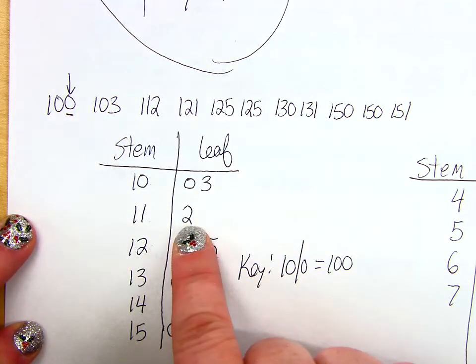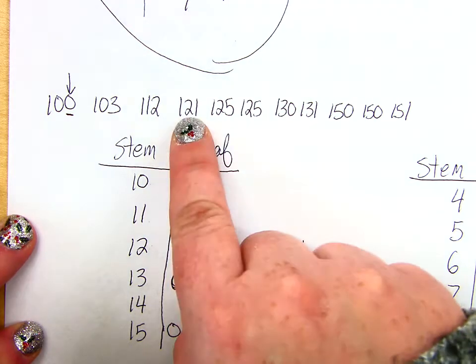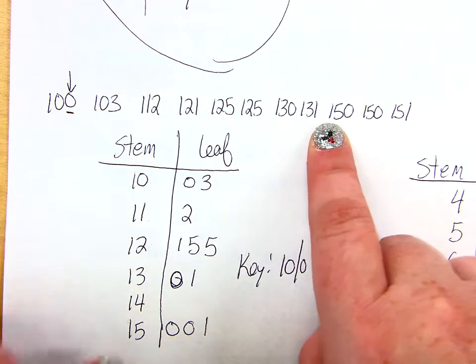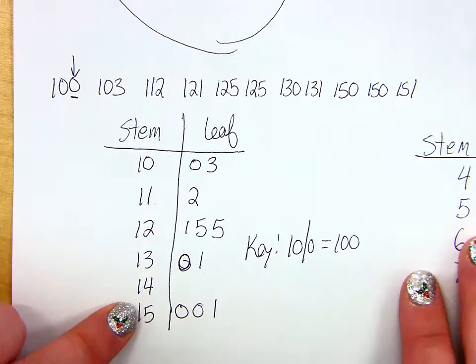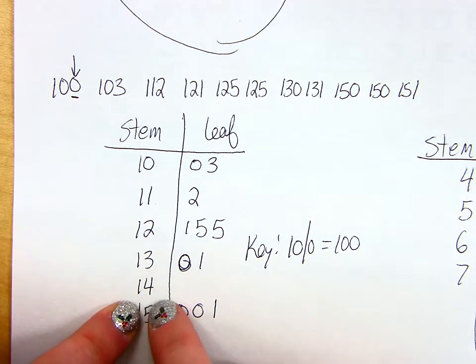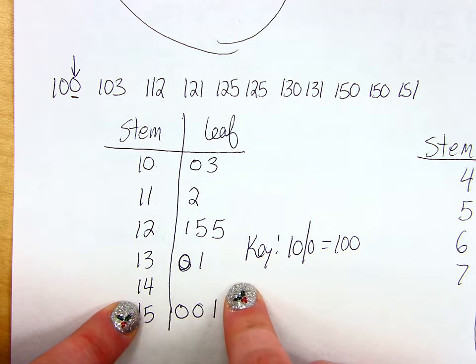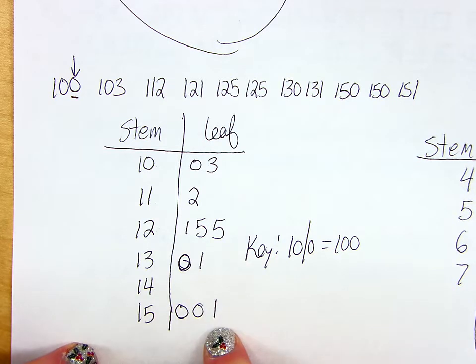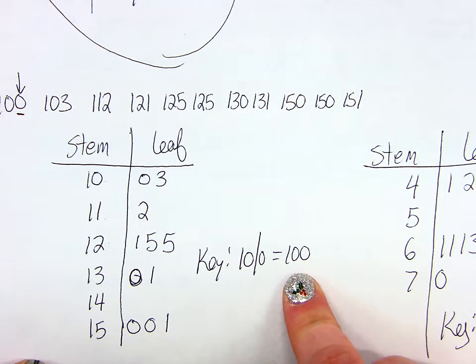11, I only have one of them, so I have the 11 and the 2. 12, I have these. 13s. I don't have any 14s, but that just means that you put the stem, but you just don't have any leaves. Okay? Don't put a leaf of 0, because then that would be the number 140. So just be mindful of that. There's our 15s, and there's our key.